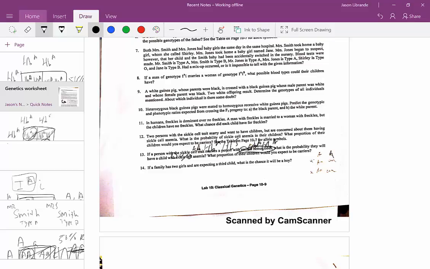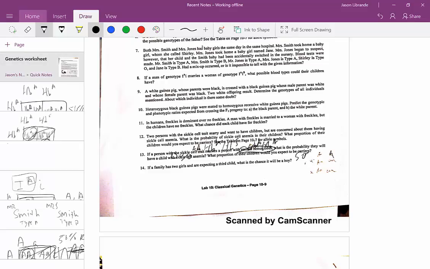But what proportion of the children would you expect to be carriers? It's going to be 50%. So for that, I had to do a Punnett square.